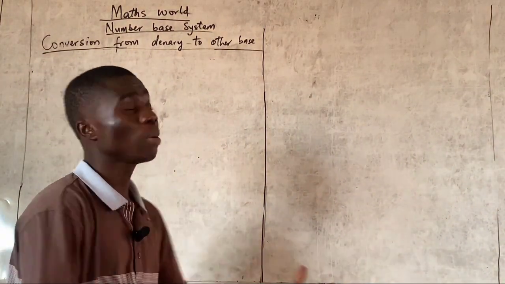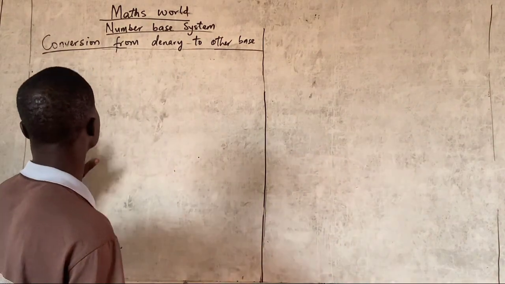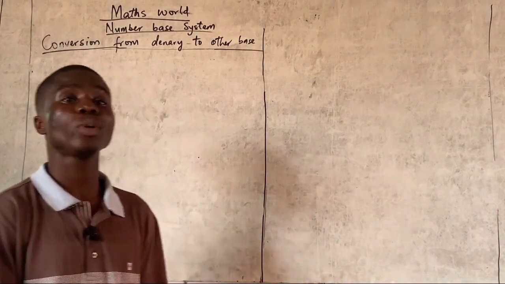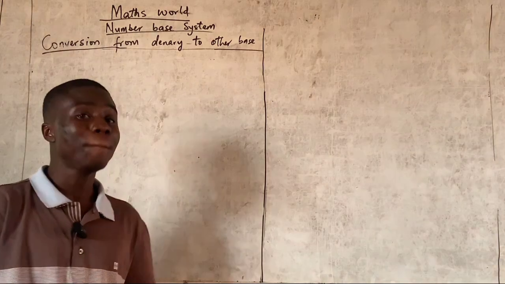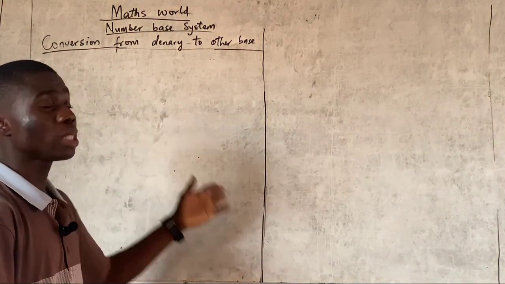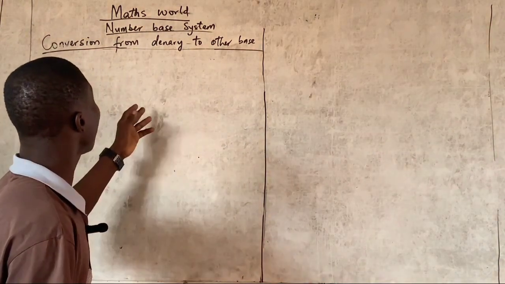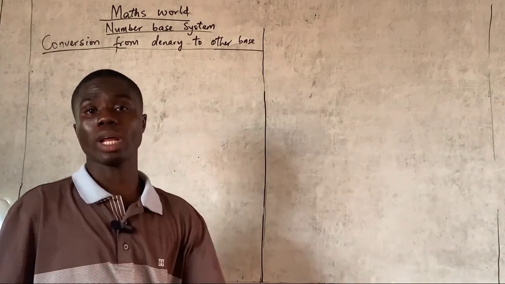We are still on number-based system, but this subtopic is what? Conversion from denary, which we call decimal or base 10. So note that very well. Base 10 is also called denary or decimal. We are converting decimal base 10 to other bases.